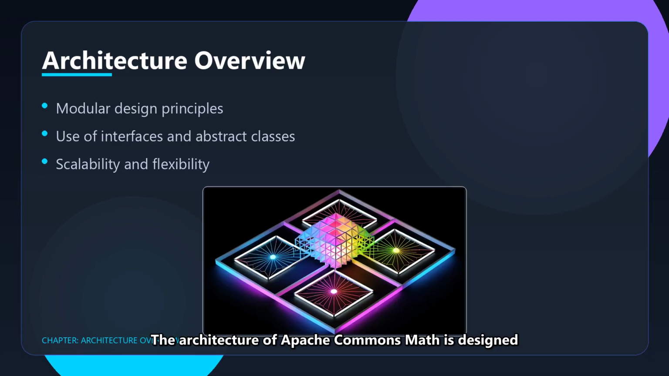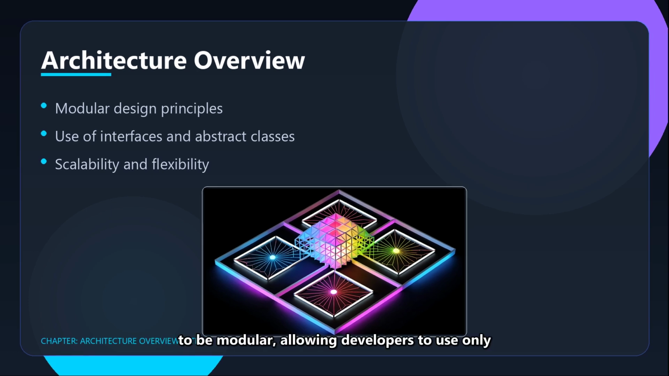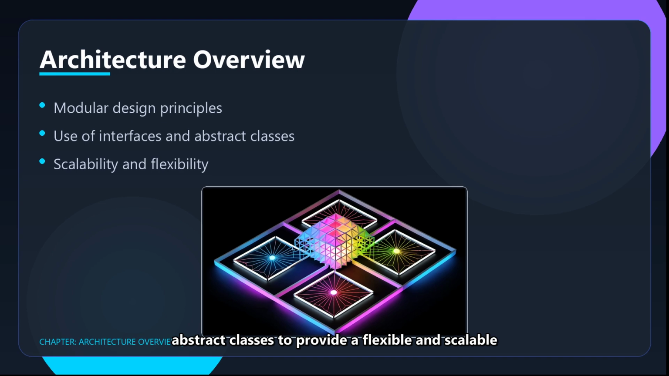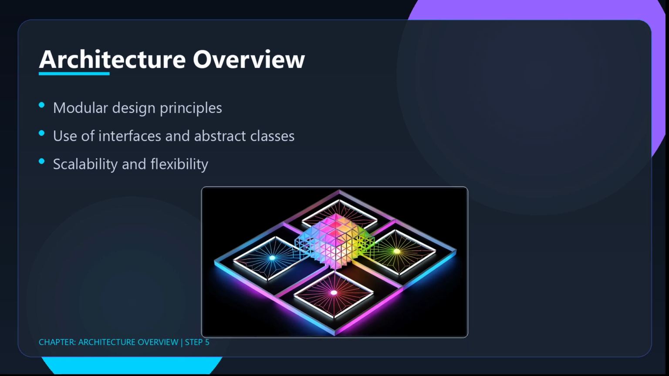The architecture of Apache Commons Math is designed to be modular, allowing developers to use only the components they need. It employs interfaces and abstract classes to provide a flexible and scalable framework that can adapt to various mathematical requirements.